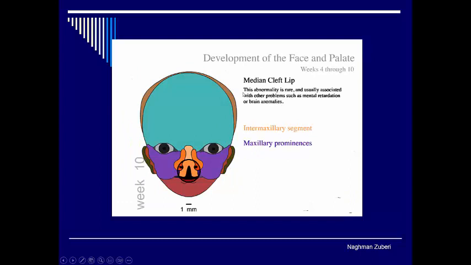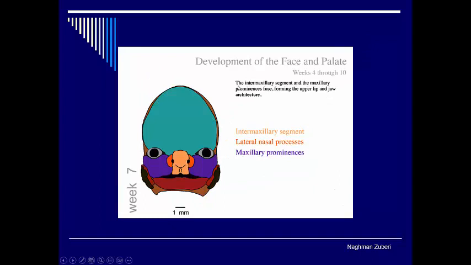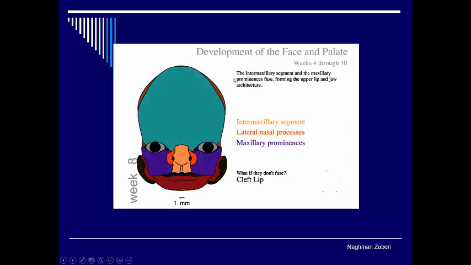Median cleft lip. This abnormality is rare and usually associated with other problems such as mental retardation or brain abnormalities. The intermaxillary segment and the maxillary prominences fuse, forming the upper lip and jaw architecture. What if they don't fuse? We are going to have cleft lip.